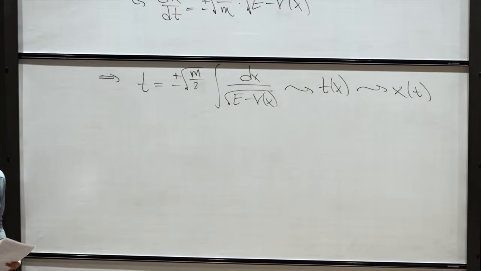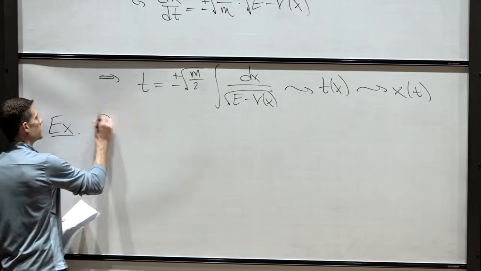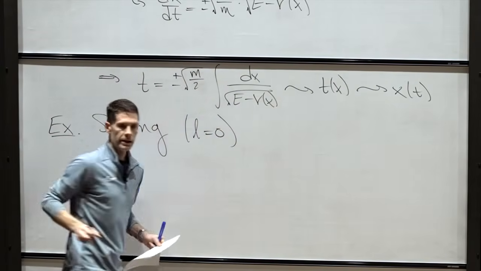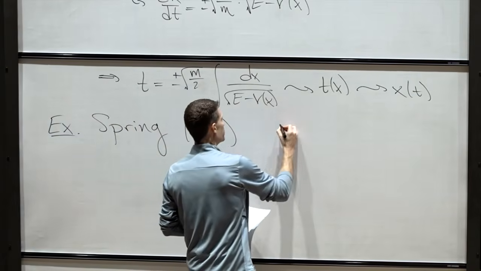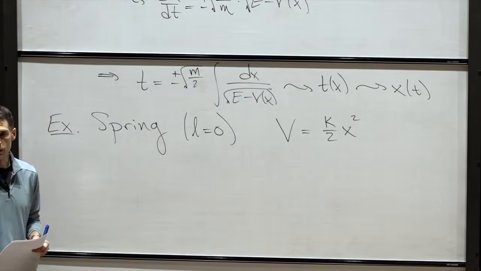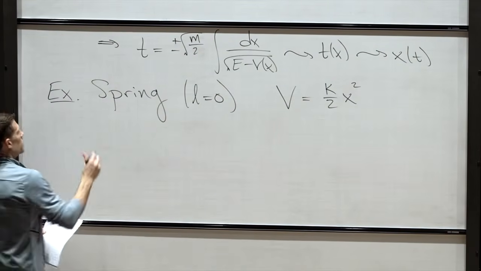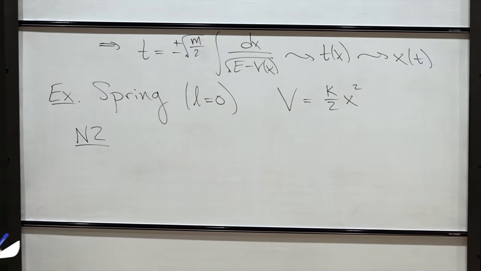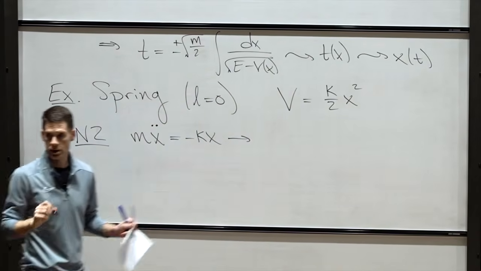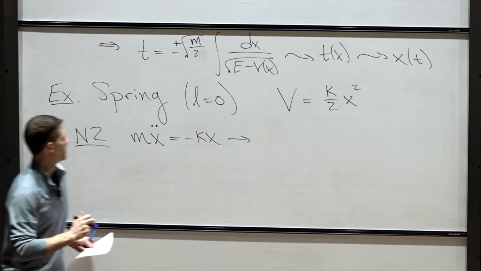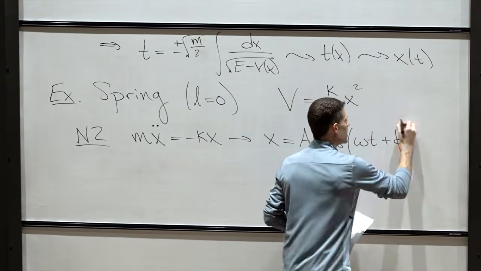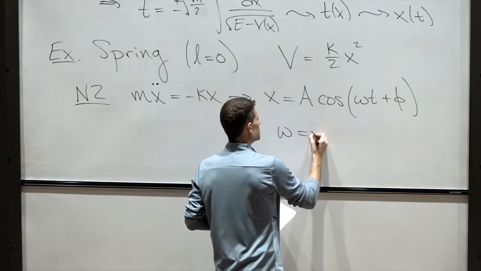And just to show you an example that it does work, if I go back to my spring, I'm going to make the calculation simpler by taking L equals 0, so rest length is 0. So V is k over 2 times x squared. This is a spring that wants to be 0 length. So on the one hand, if I solve Newton, mx dot dot is minus kx, and I'm going to think of a generic solution, no initial conditions. Then I get x. I'm going to write it that way, so this omega is the square root of k over m.